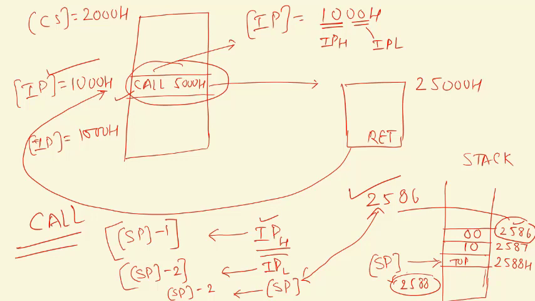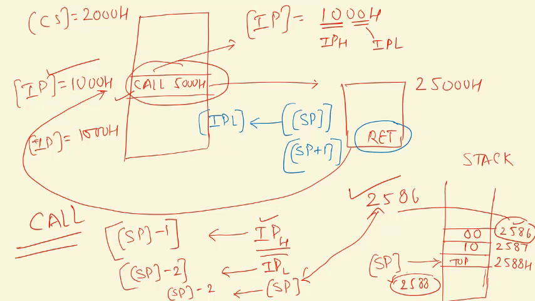And when the return instruction gets executed, at that time what will happen: the content of SP will be loaded into IP of L, and again the content of SP plus 1 will be loaded into IP of H.